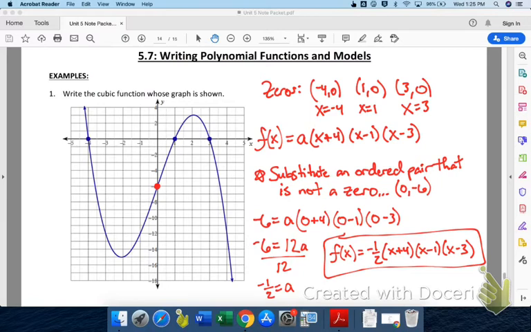You could distribute, like we talked about in the previous lesson, the x plus 4, x minus 1, x minus 3. You could try to distribute all that together, and that certainly wouldn't be wrong. I am perfectly fine, though, if you just leave this answer as is.